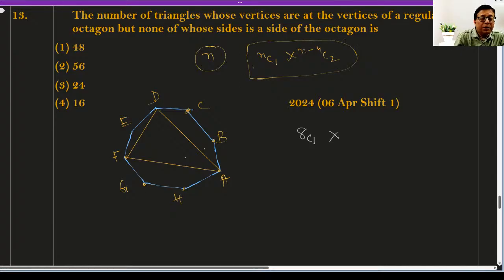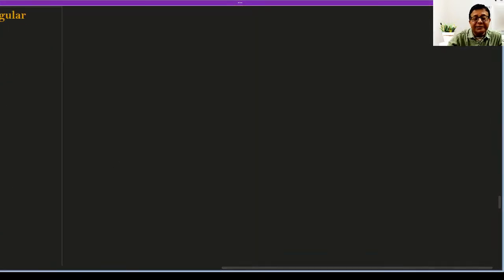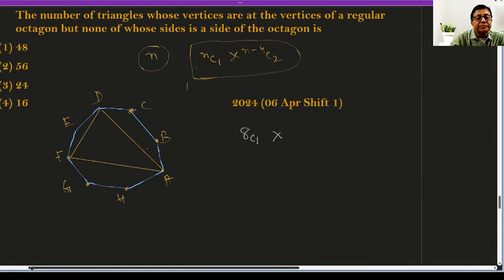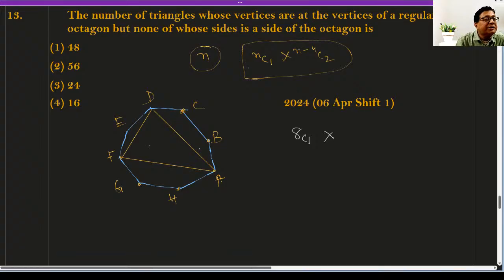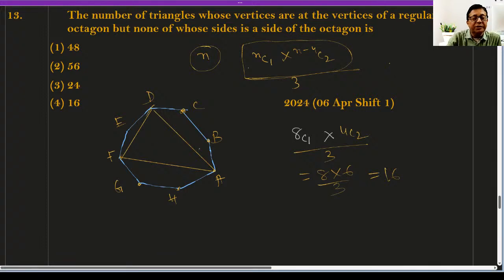No. Because if we have started with this vertex D, then you will get the same result. With F also there is a chance of repeating the case. So that divided by 3 will give you the required number. So here it will be 8C1, 4C2 by 3. Why divided by 3? Because with A you get the triangle, with D you will get the same triangle. With D also the same triangle. It will not occur again. Okay? Clear?